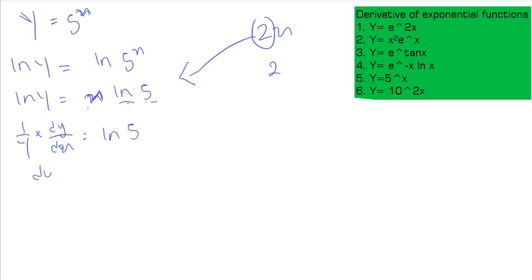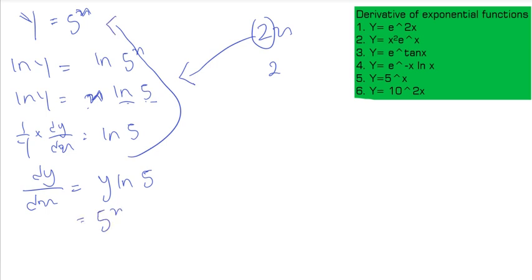So here now we're going to have dy/dx is equal to y times the natural log of 5. Now what is y? y is 5 to the power of x. So we're going to say 5 to the power of x multiplied by natural log of 5. And this is our final answer. Very, very simple stuff.